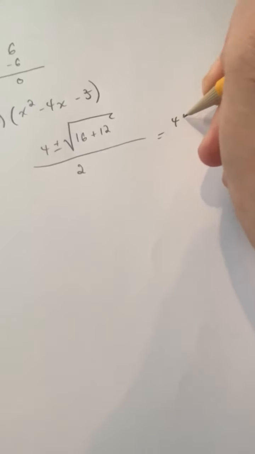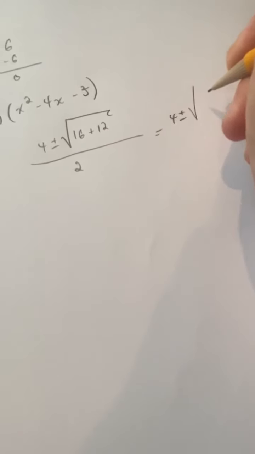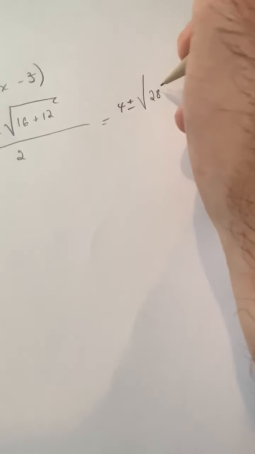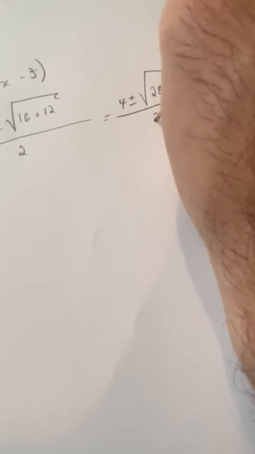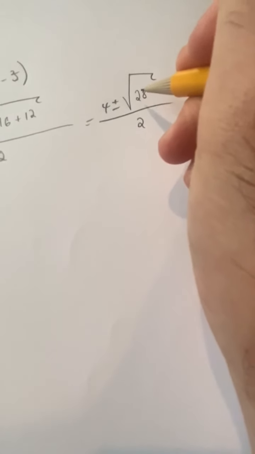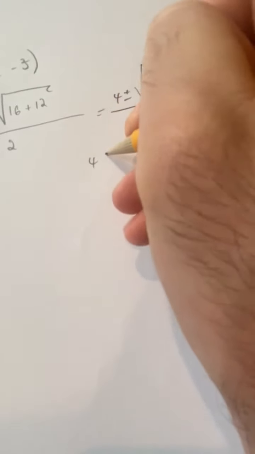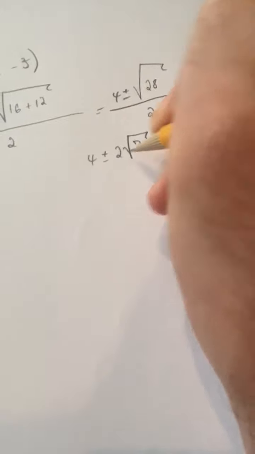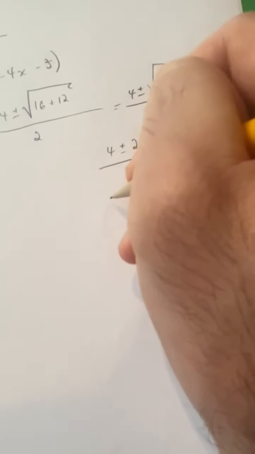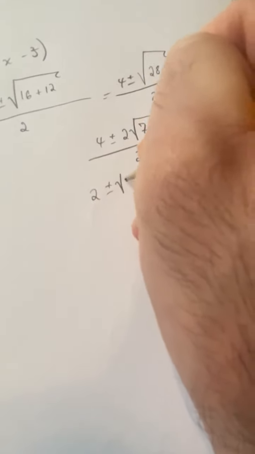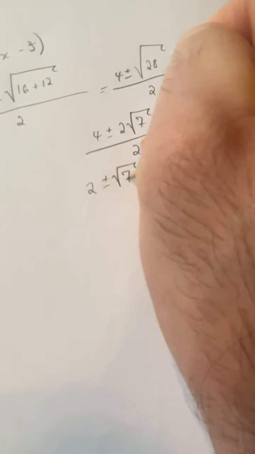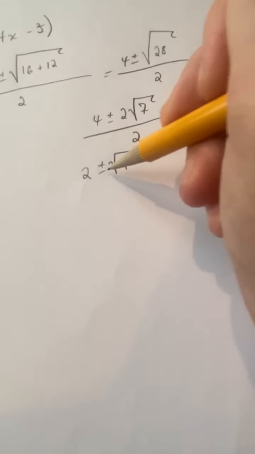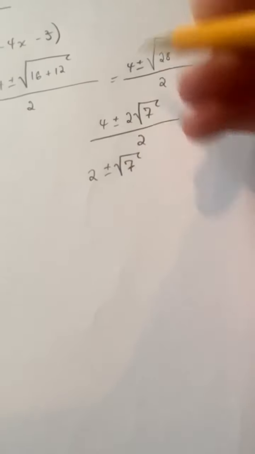This is 4 plus or minus the square root of 16 plus 12, this is 28, all over 2. 28, remember, is 4 times 7, so this is going to be 4 plus or minus 2 radical 7 all over 2, or 2 plus or minus radical 7. Okay, so our other zeros, our zeros of this quadratic piece here, are 2 plus radical 7 and 2 minus radical 7.